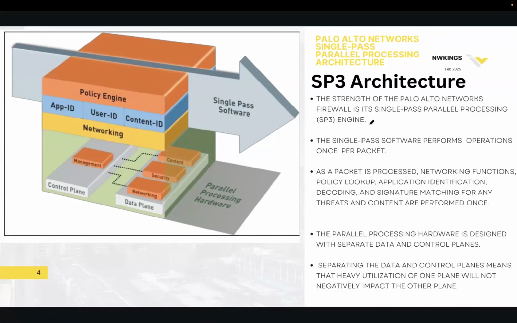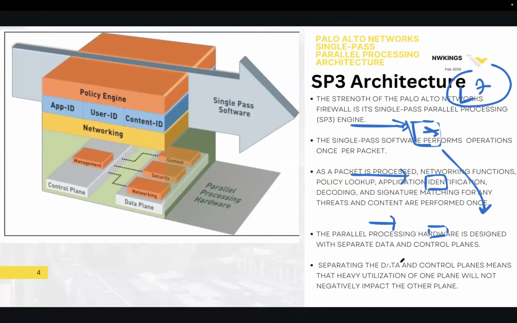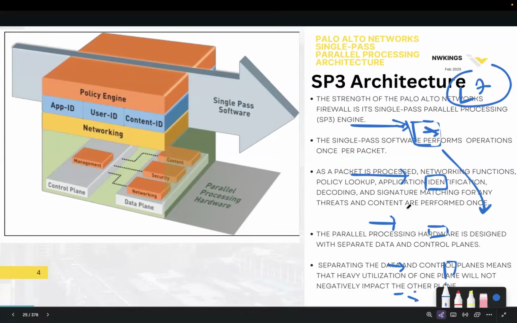If a packet is coming and wants to go for any L7 activities like URL filtering, DNS security, anything which is under L7, do it at once. Don't go there and come back. Do it at once, and do it parallelly.